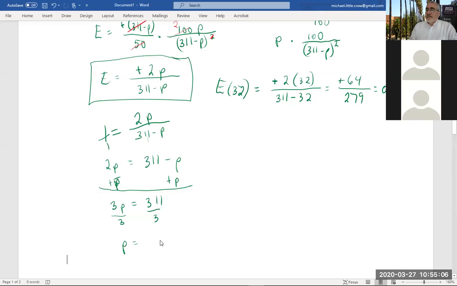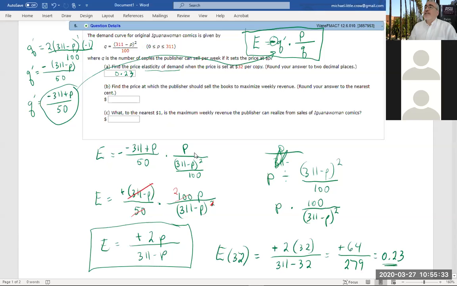$103.666. We'll go to 367. So it'd be $103.67 is the price that will maximize revenue. And notice that's sort of what this told us. This number is very far away from 1. So the $32 was way too low for what it should have been. Okay, $103.67.